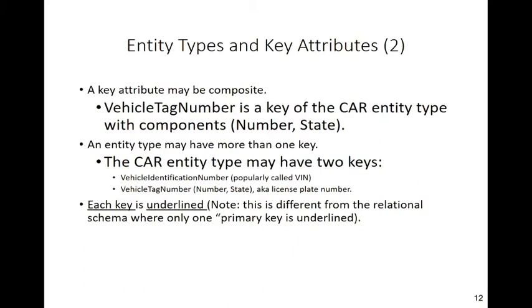Okay, so what did we have here? We had the vehicle identification number, or the VIN, and we had the license plate number. So we had the number and the state as the license plate number, and both of those should uniquely identify a vehicle. So what are these called?